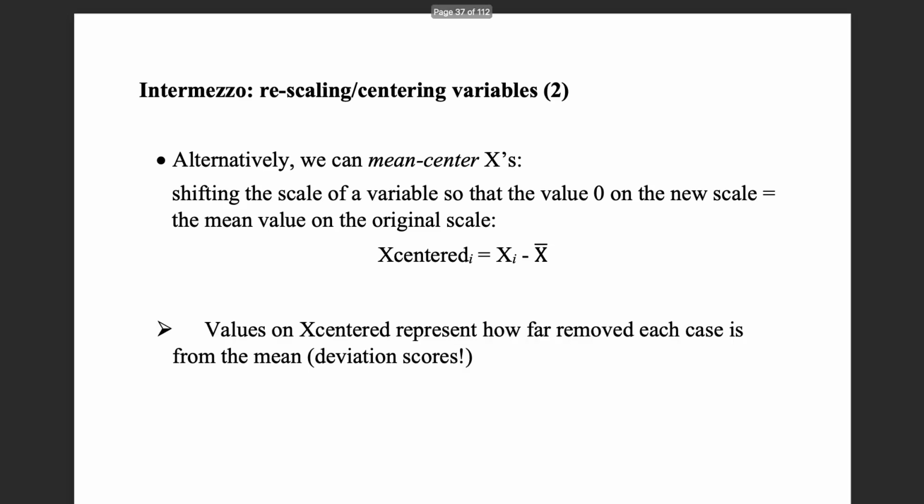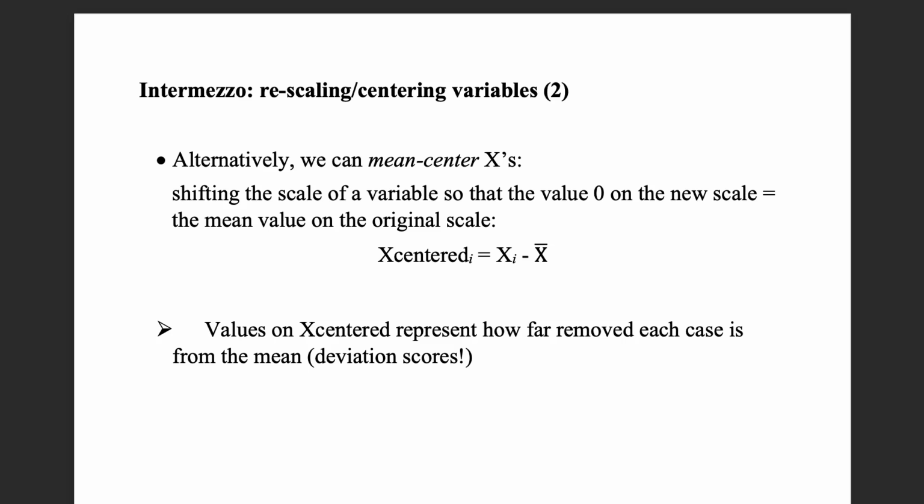So how can we now interpret this new scale? Well, we can interpret that literally as deviation scores, right? Because values on this centered version of our x variable now represent how far removed each case is from the mean on that variable. So these are really just deviation scores. Again, all we did is we shifted the value of 0. So we changed the location of the value 0.